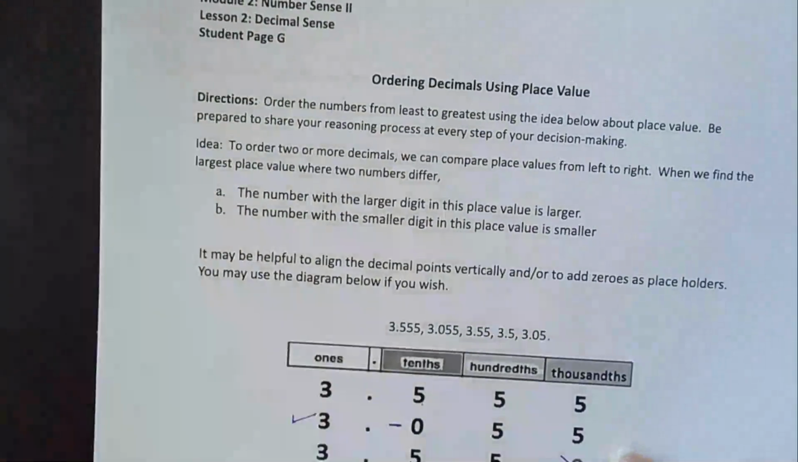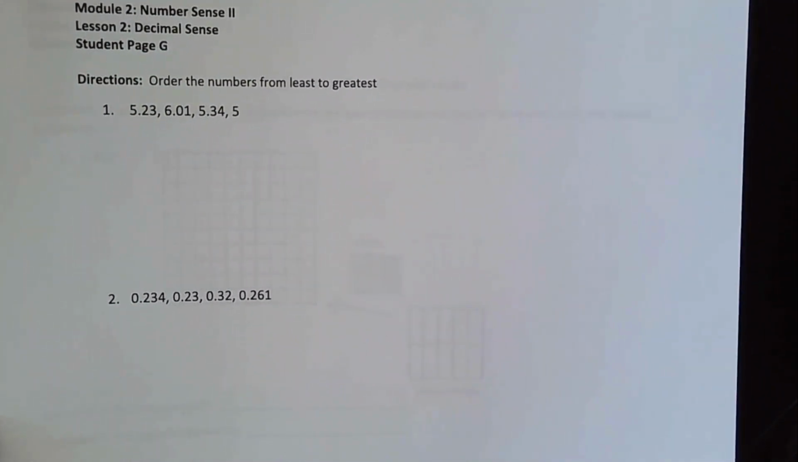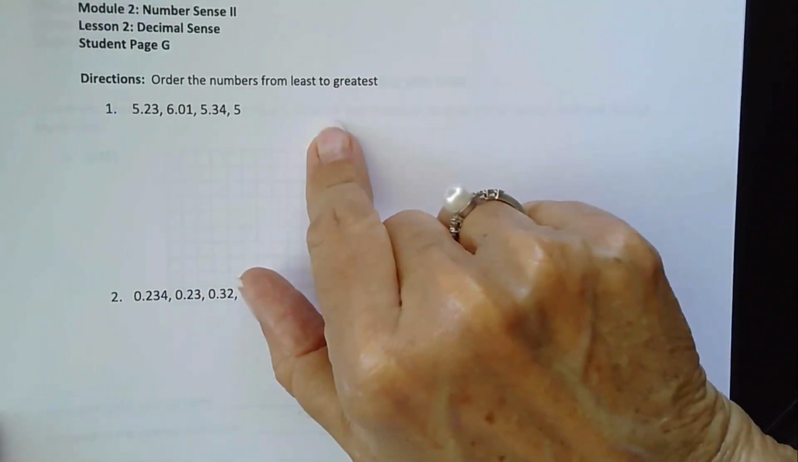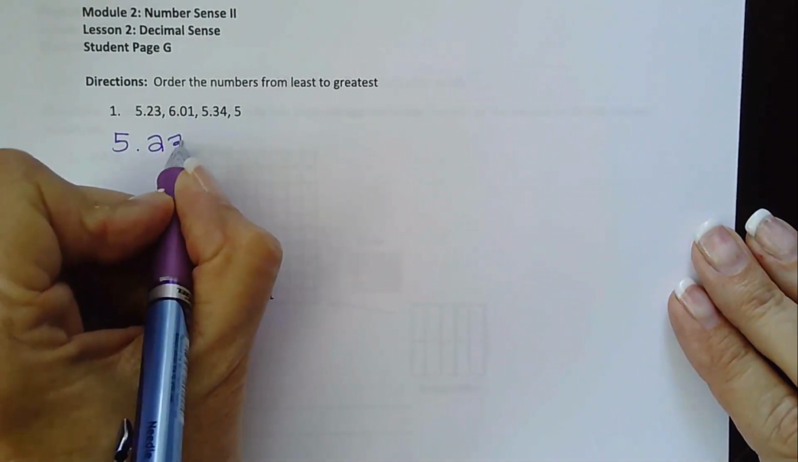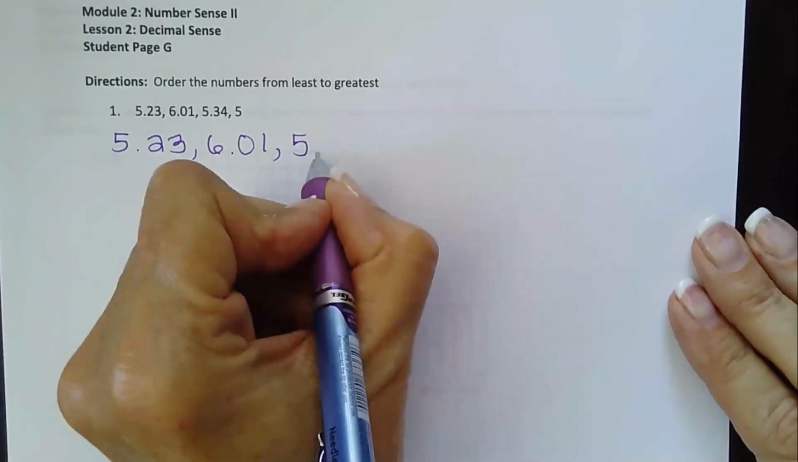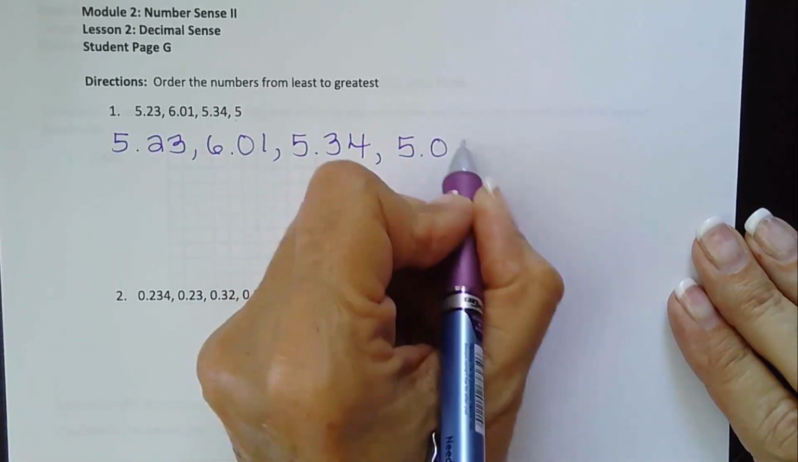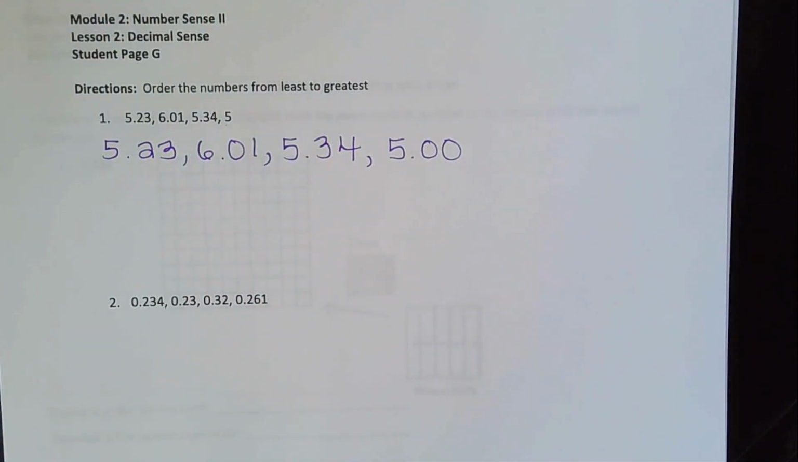Okay, so let's move on to the next page, which is ranking. So how about you guys turn off your camera and do these 4. So first make them all the same number of decimal places. So the largest here is 2. So all of these would need to have 2 decimal places. So you'd write 5.23, 6.01, 5.34. And this one doesn't have any decimal places, so you'd have to make 2, 5.00. And now just take out the decimal and pretend they're whole numbers.